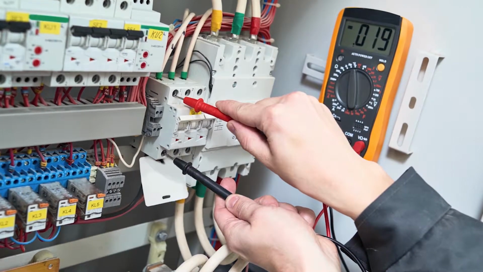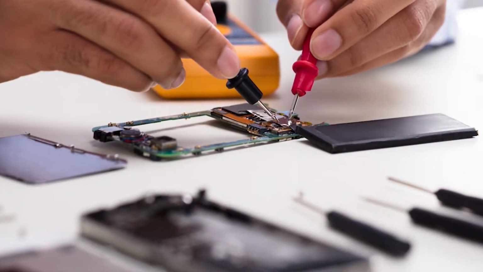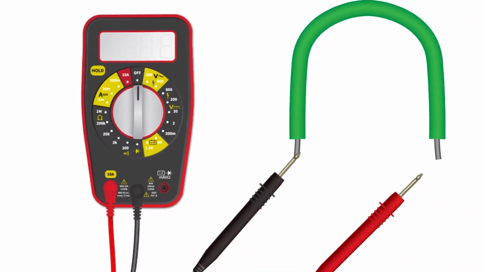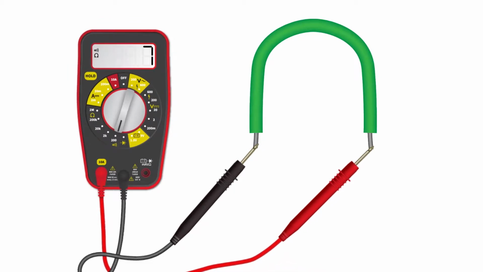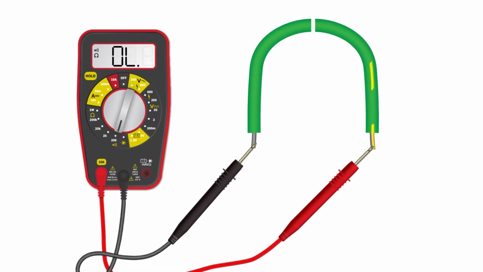Continuity tests are used in electronics or electrical circuits to verify that current flows effectively through its intended path. For example, if we test this wire with a multimeter, it shows that there is a continuous flow of current through the wire. However, if there is a break in the wire, the metallic path is separated and there is no continuity.